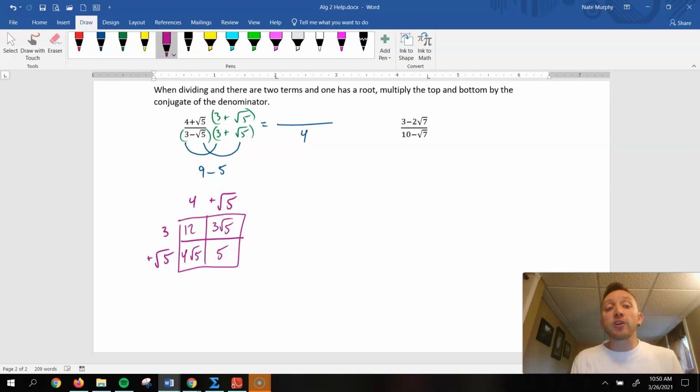So we'll combine like terms. 12 plus 5 is 17, and then we combine our roots. Those 4 square root of 5 plus 3 square root of 5 would be 7 square root of 5.